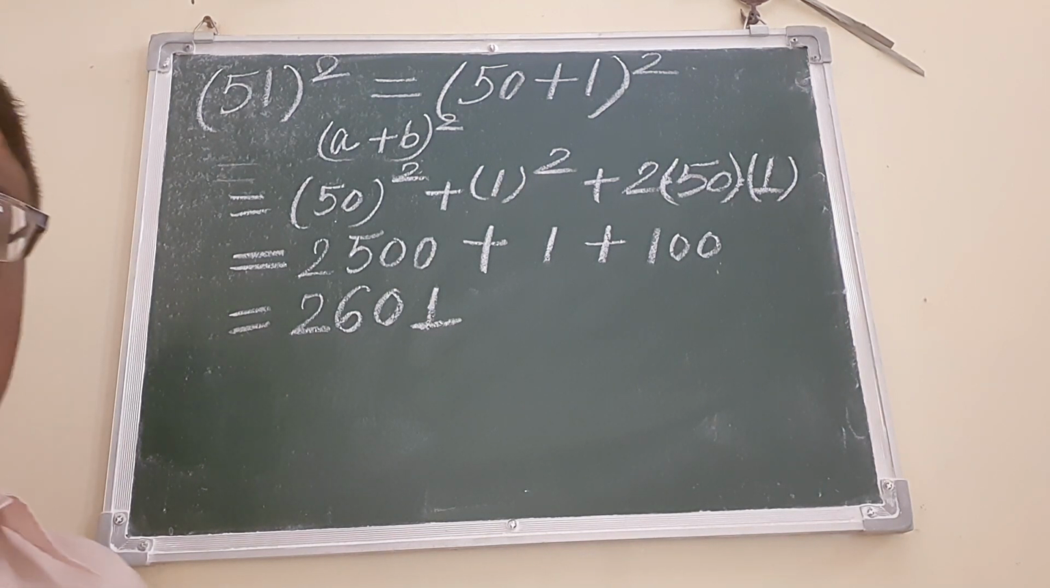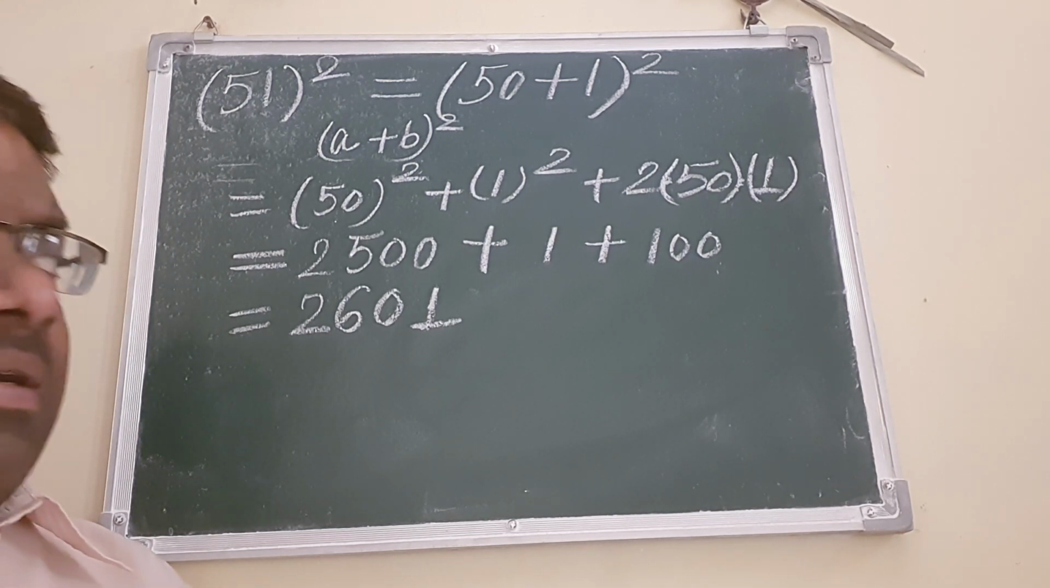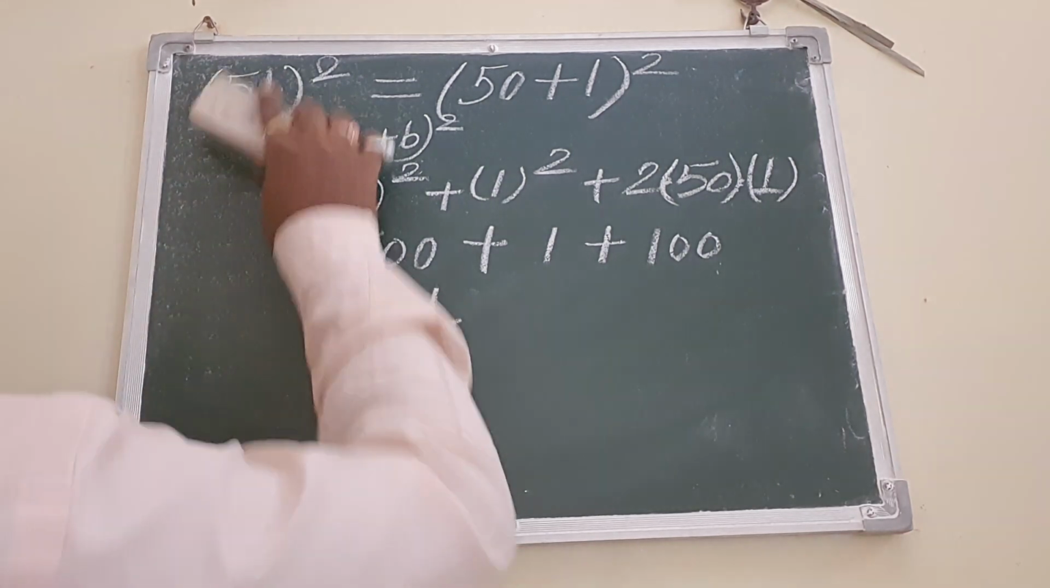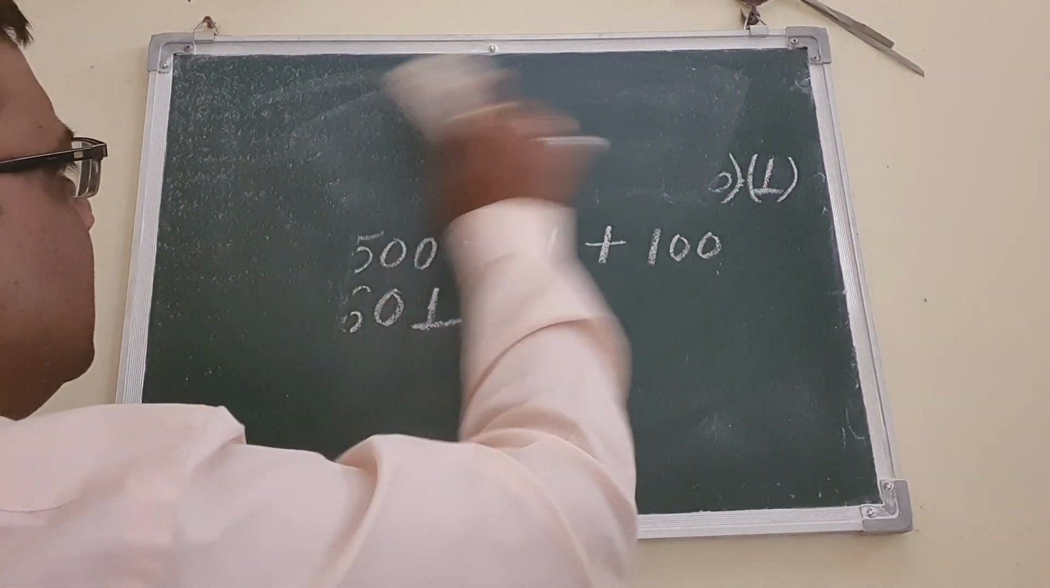So it becomes 2500, 50 square is 2500, 1 square is 1, plus 2 into 50 into 1, so it is 100. So adding it, it becomes 2601. So this is our square of 51. So now we are proceeding to the next question.